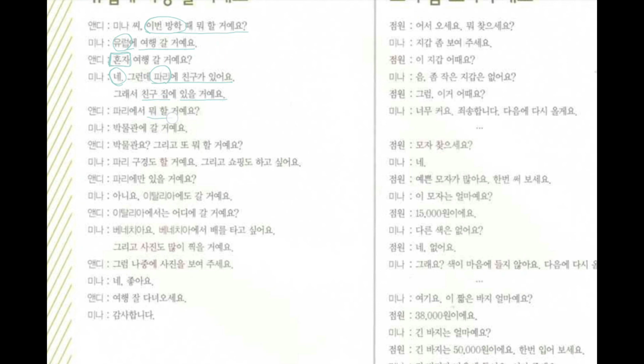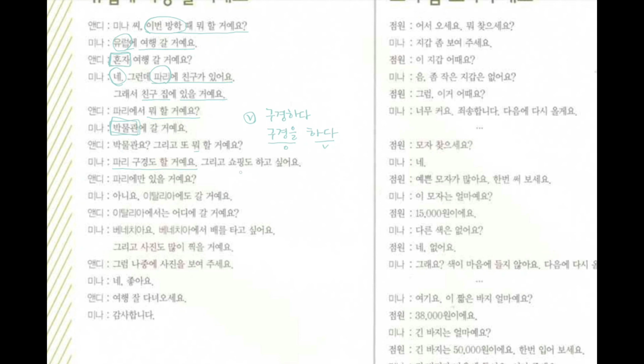파리에서 뭐 할 거예요? What will you do in Paris? 박물관에 갈 거예요. I will go to a museum. 박물관요? 그리고 또 뭐 할 거예요? Museum and again, what will you do? 파리 구경도 할 거예요. 자, 여기 phrase 봅시다. 구경하다 as a verb or 구경을 하다 할 수 있어요. Same meaning. In this case, this is object and this is a verb, isn't it? 자, what does it mean? Do a sightseeing. 구경을 하다. Look around. I will look around Paris.